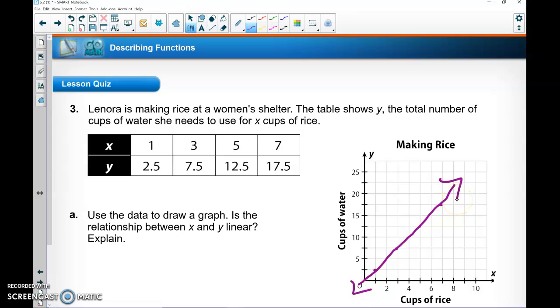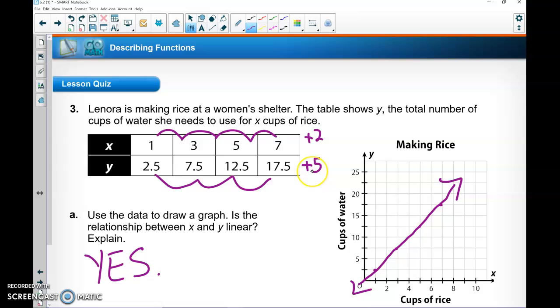I can keep going if you need to make more rice. So use the data to draw the graph. Is the relationship between x and y linear? So that does look like it's a straight line. So yes, it is going to be linear. I can also tell it's going up by a constant rate. This is always going up 2, up 2, up 2, up 2. This is always going up 5, up 5, up 5. So since this is going up 2, these are going up 5, I can tell it's going to be linear, but I also graphed it to show that it was linear.